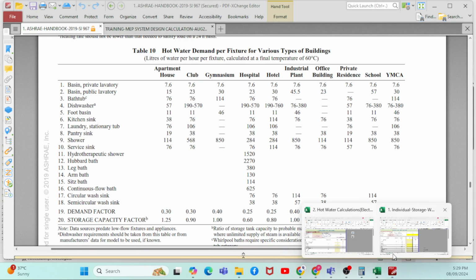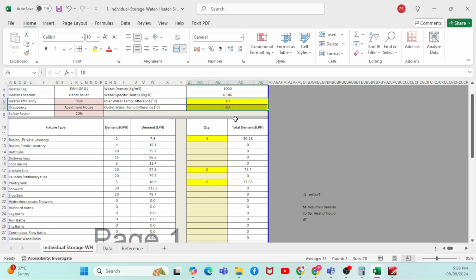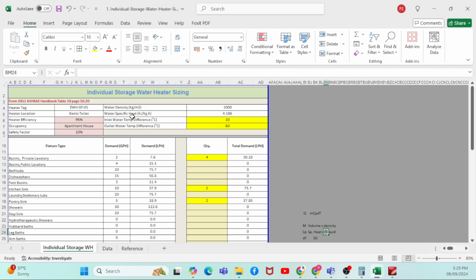Okay, so what is the incoming water temperature during my summer or during my winter? What is the lowest temperature I can enter here? Whether it is 5 degrees or 10 degrees, whatever the water temperature, I can mention here. Okay, so I can calculate the delta T, right? So what is the delta T? 50 degrees Celsius. Clear? And what is the specific heat of the liquid, which is water? I can calculate, which is 4.186.